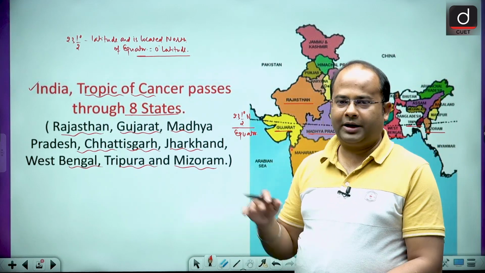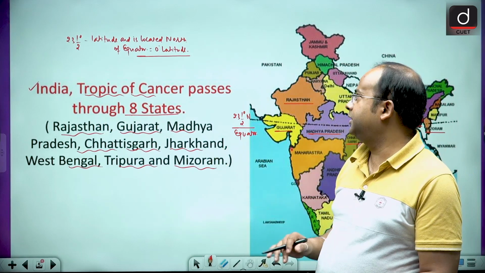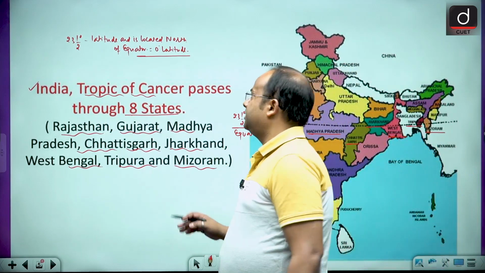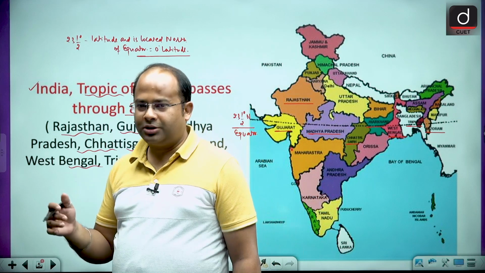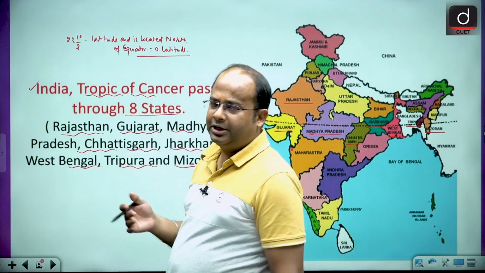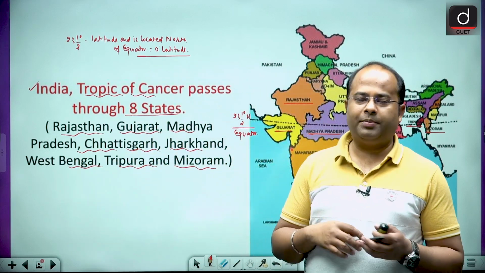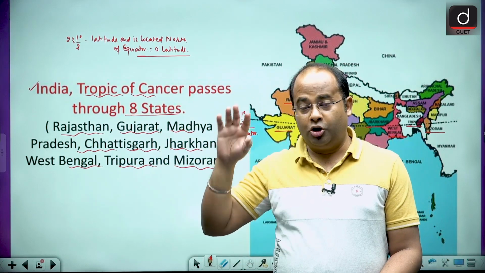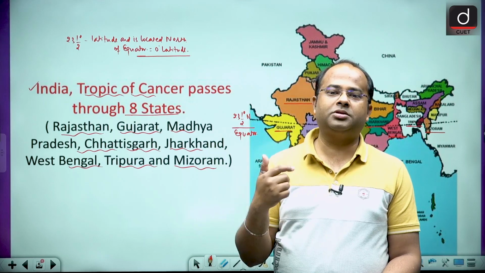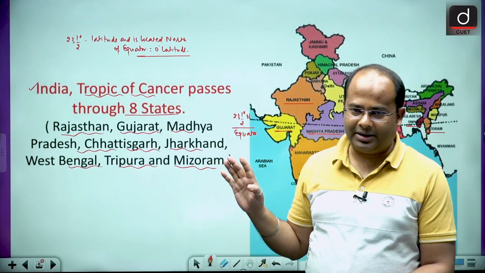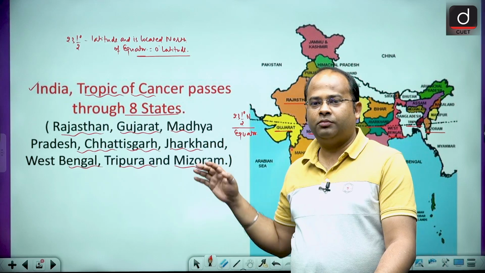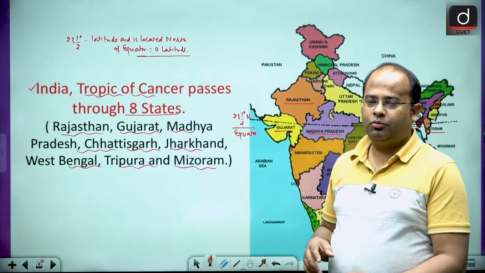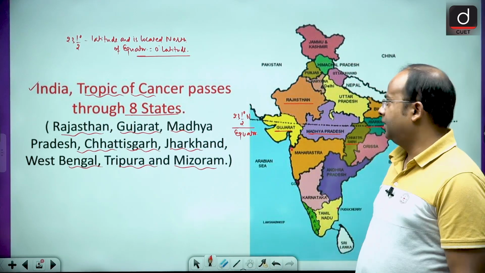So the Tropic of Cancer, guys, passes through 8 states of India, and it is 23.5 degree north of equator. So that is a latitudinal line, and this Tropic of Cancer divides India into almost two equal parts. Not exactly two equal parts, it is almost two equal parts. Is that clear to all of you? So that divides India in almost two equal parts.